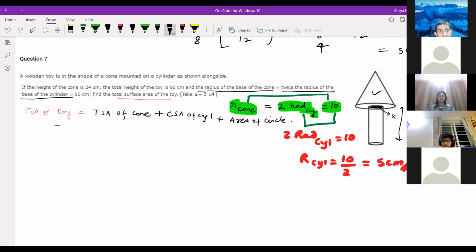So TSA of cone will be, what is TSA of cone? Rasul? Rasul, where did you go? Yes, tell me. TSA of cone. Why? People are not serious. 10th exam. Pi RL plus pi R square. Plus CSA of cylinder. That also you don't know, Rasul?